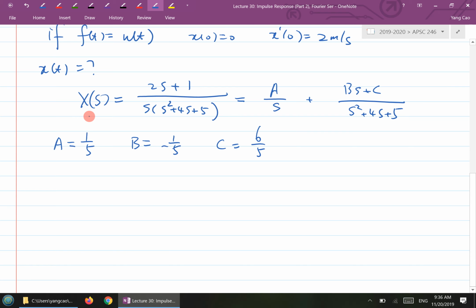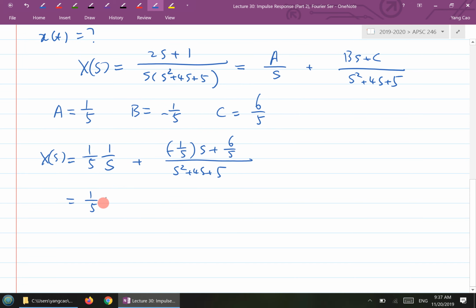Especially the second term here. So I'll show you again. Okay, this is an approach I think I have emphasized. The first term is 1/5 times 1/s. The second term, okay, is negative 1/5 s plus 6/5 over s squared plus 4s plus 5.